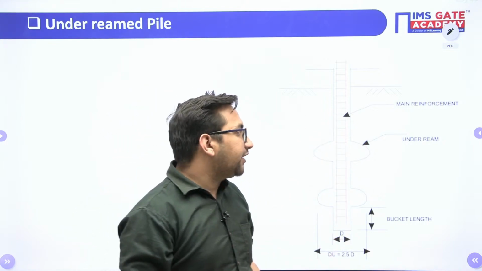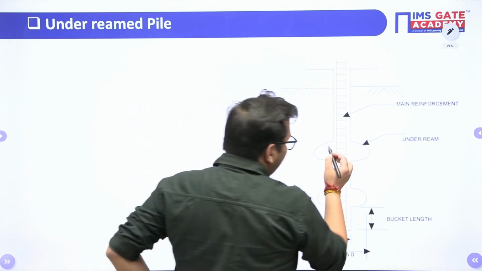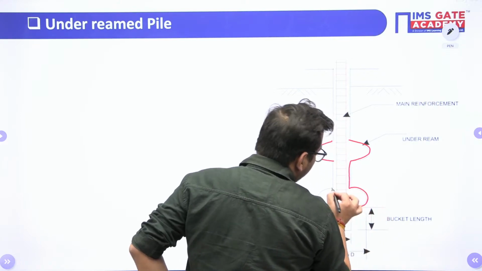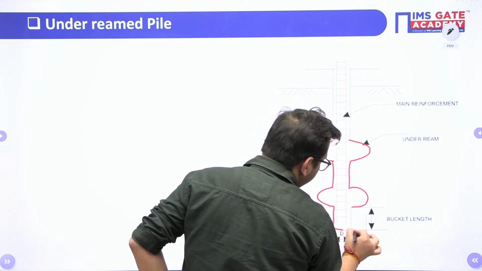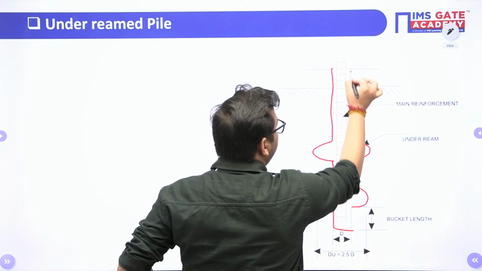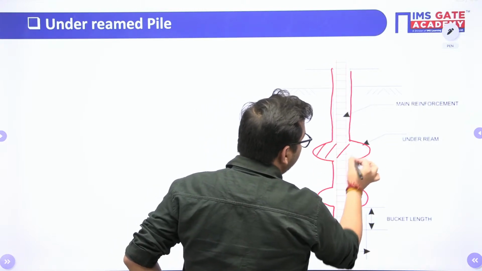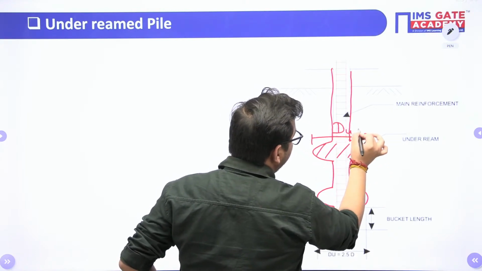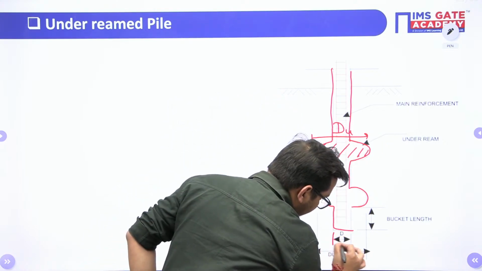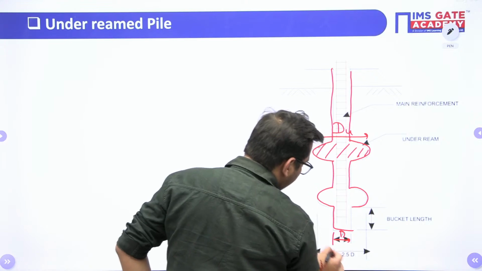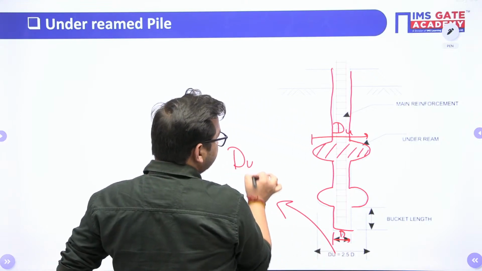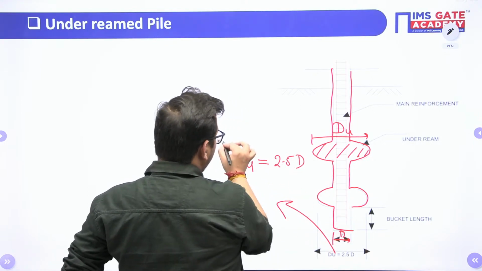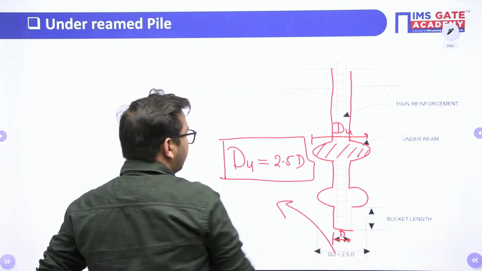For such cases, what we do is make one bulb in the dimension of this pile. Clear? This is your bulb. Let's suppose it has a diameter du, and the diameter of your pile is d. There is one relation between du and d: the diameter of the bulb is 2.5 times the diameter of the pile.